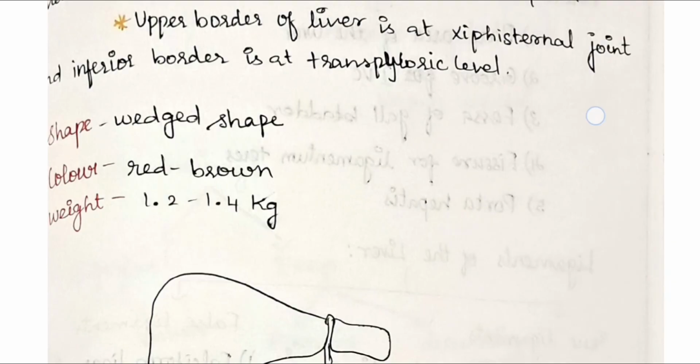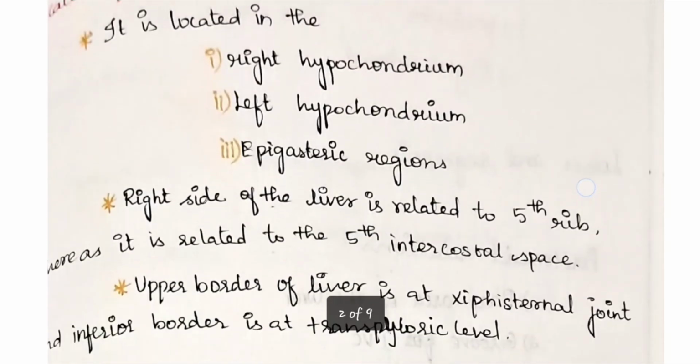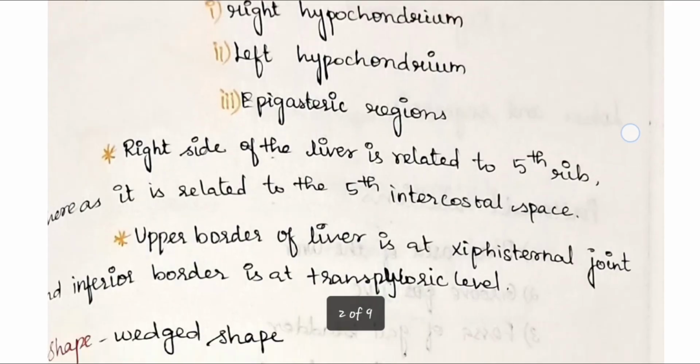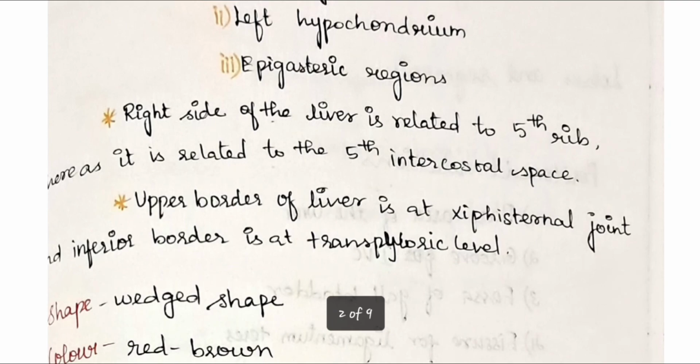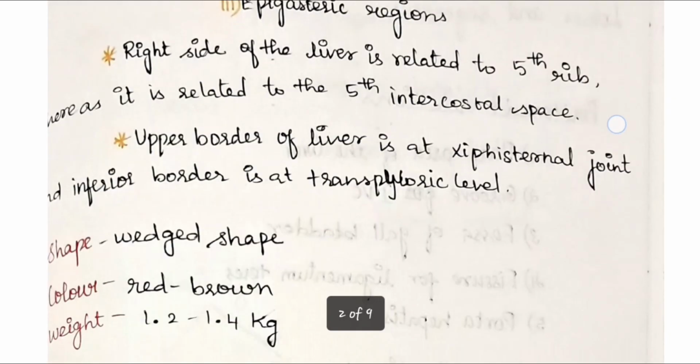So when we are speaking about the location of the liver, first we have to write about the abdominal region's location and whether the organ is related to ribs or vertebra. If it is related to ribs, we have to write the relation to the ribs, and we have to write about the upper border and inferior border, where it is located according to the liver.